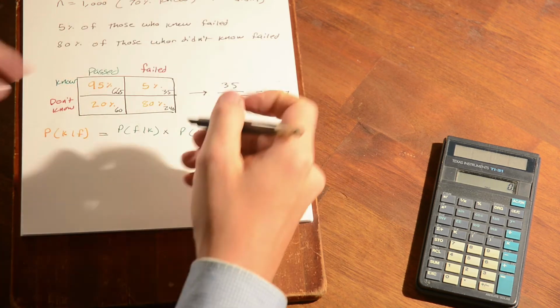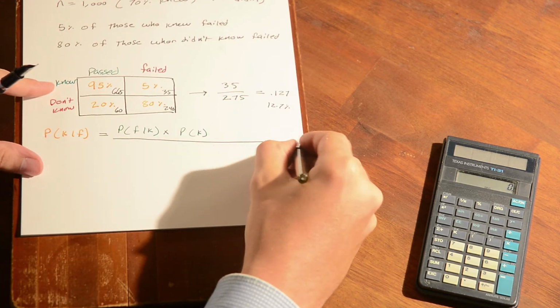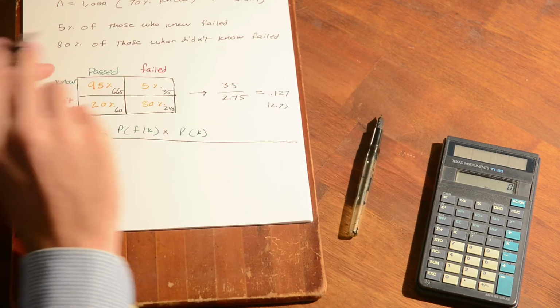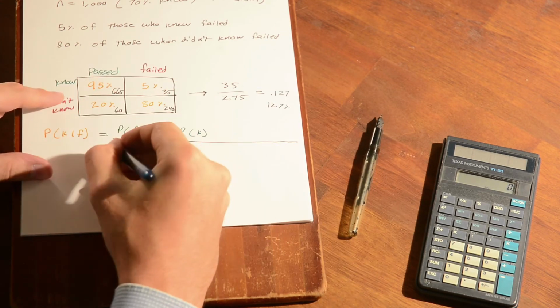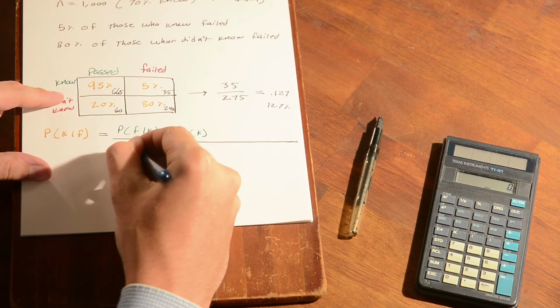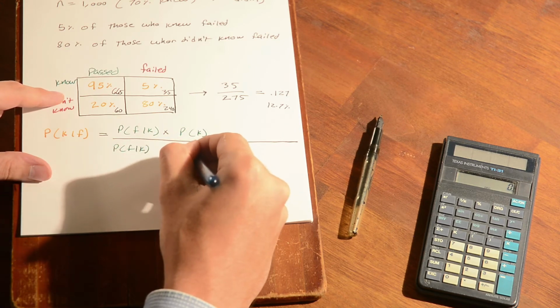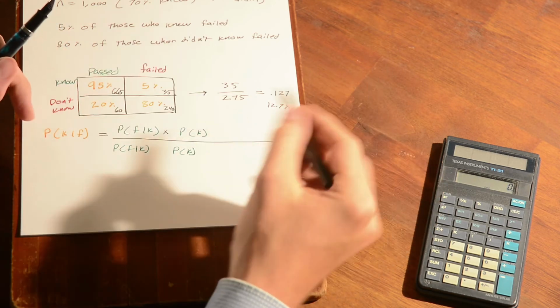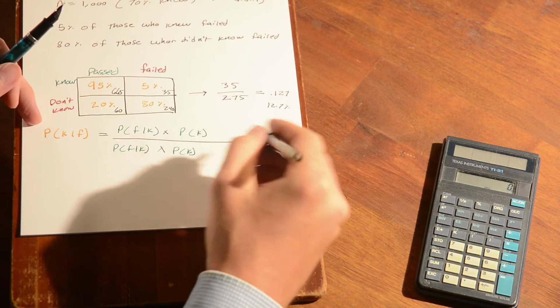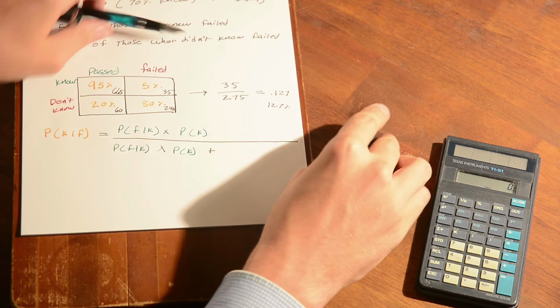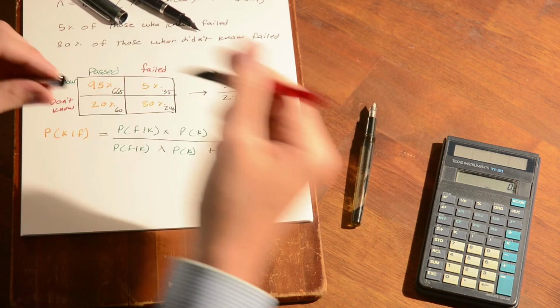Not too bad so far. Then we get over here. We repeat these terms down below. So percentage, those who failed, who knew, times the percentage of those who knew. And again, we'll put that multiplication term in there. Then we add to that the next set of terms.